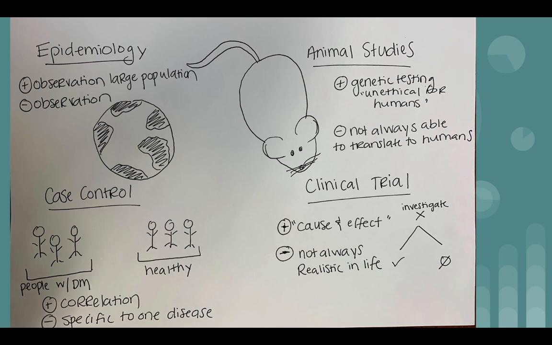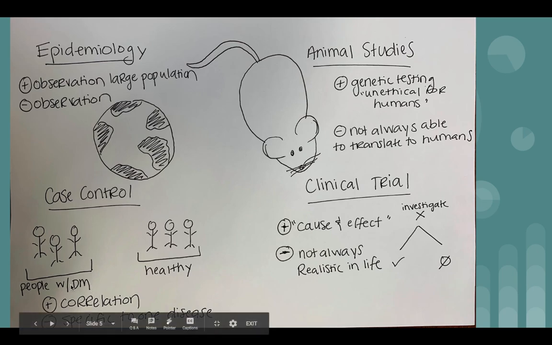Here's a silly little drawing that I like to use to explain a little bit more about the advantages and disadvantages of the research. So you can see the positive is an advantage, the negative is a disadvantage. So again, the epidemiology, I'm looking at a large population, but the disadvantage is that it's just observational. It's not a cause and effect. Animal studies, the positive is that we can do genetic testing, but this doesn't always translate to humans.